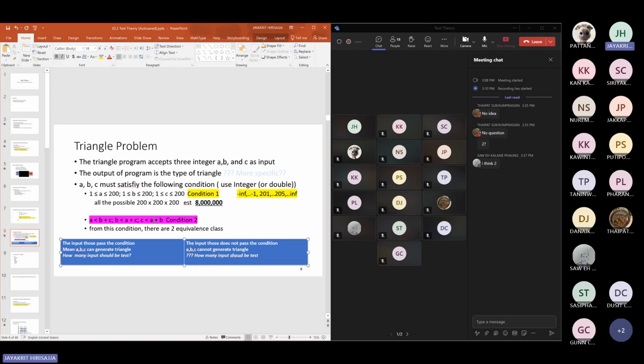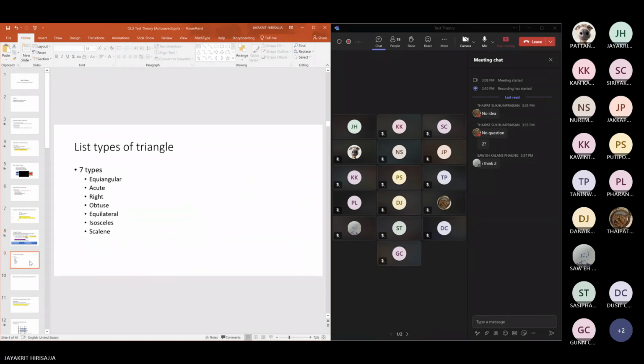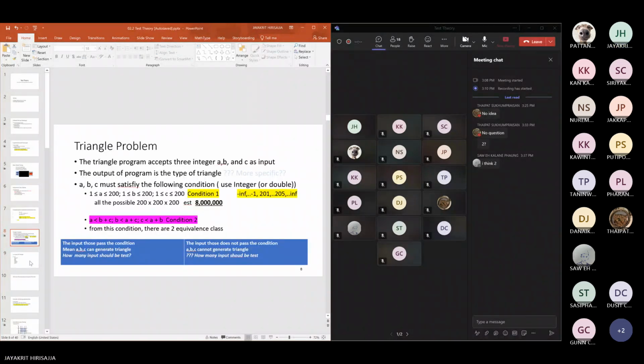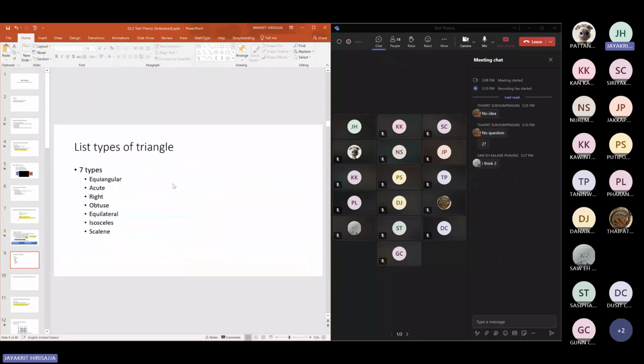So how many tests should we have? This is the question. First of all, the output of the program is the type of triangle. Actually, there are 7 or 8 types of triangle based on interpretation, but okay, this is a list of the types of triangle.